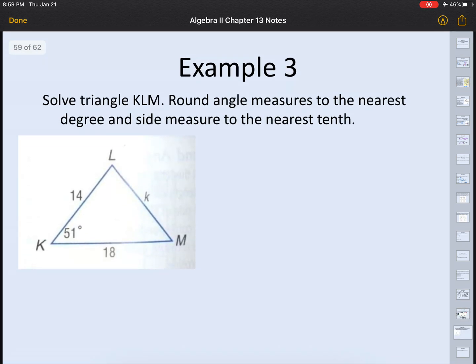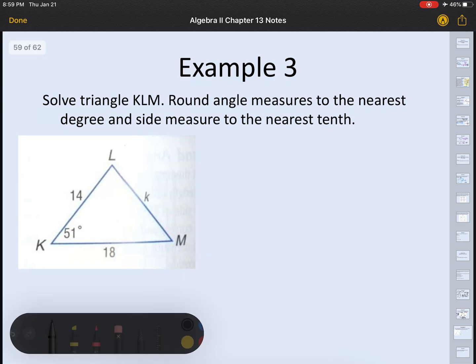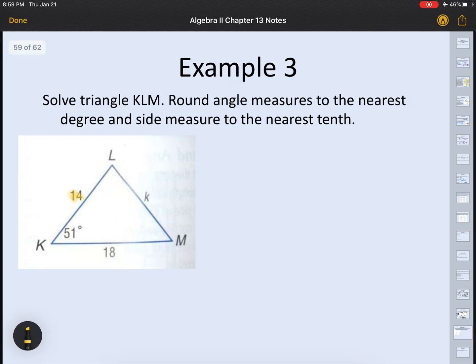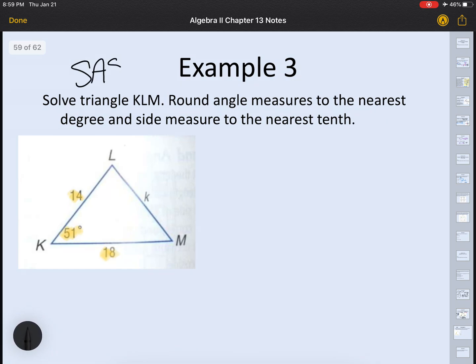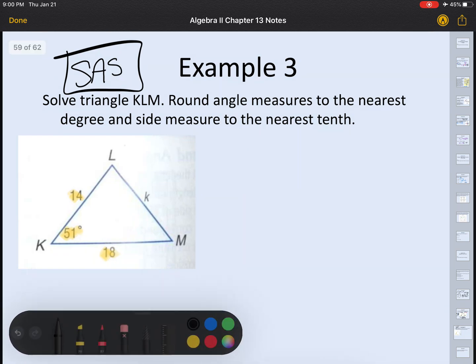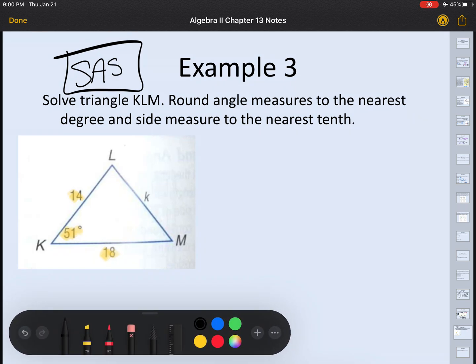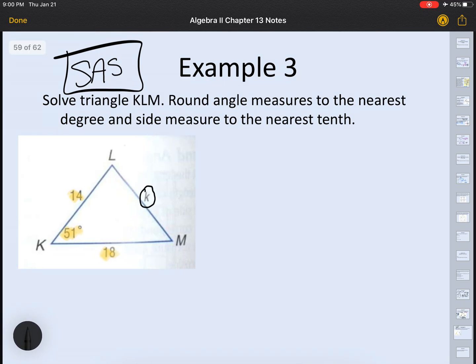Now in example 3, solve triangle KLM, round angle measures to the nearest degree, and side measures to the nearest tenth. Okay, if we look here, I have a side and an angle and another side. So again, this is a side angle side. Okay, so if we try to figure out, let's say K is first, to get that side length.